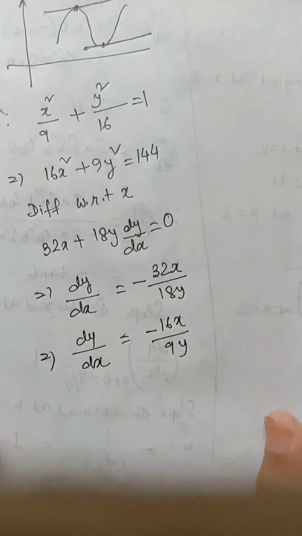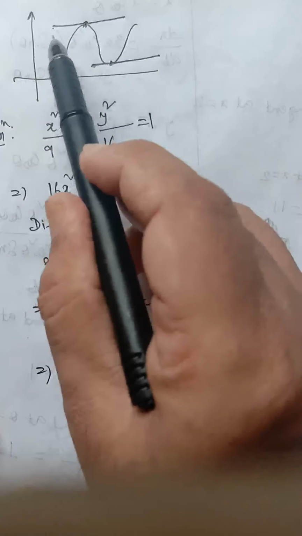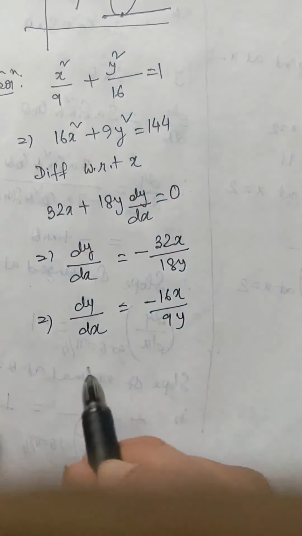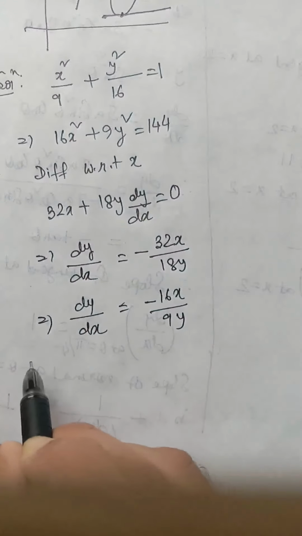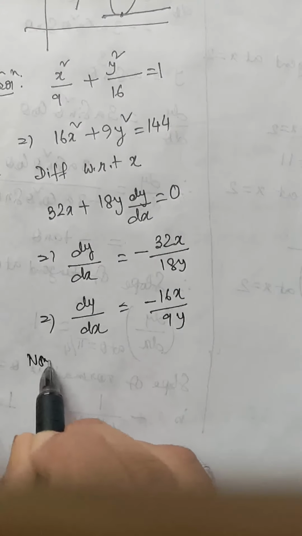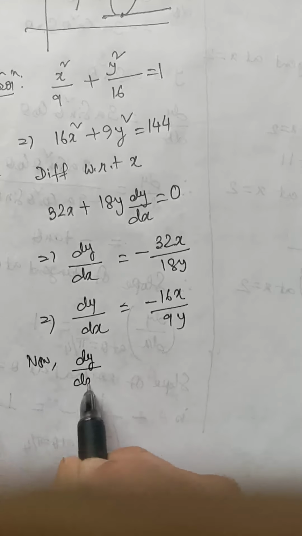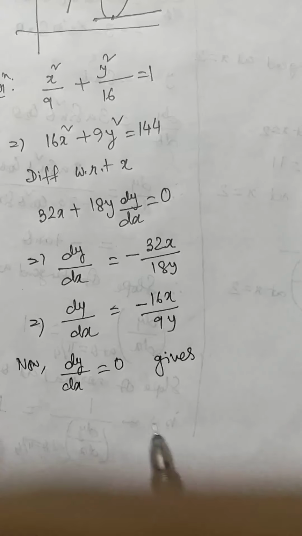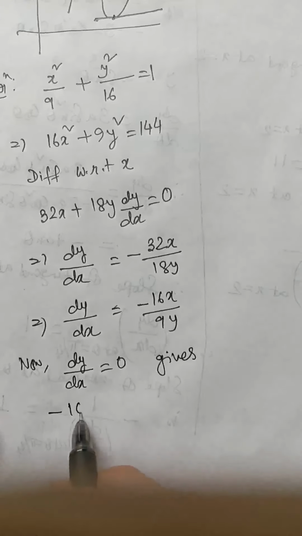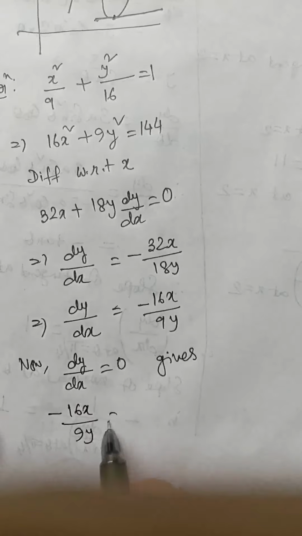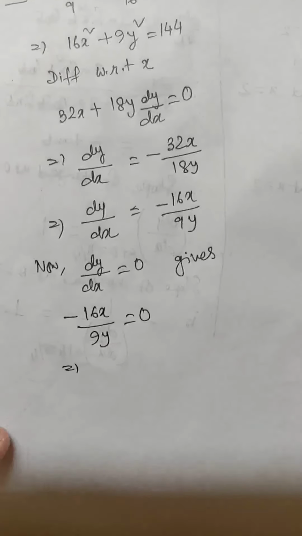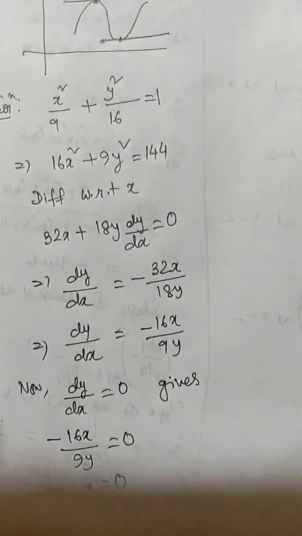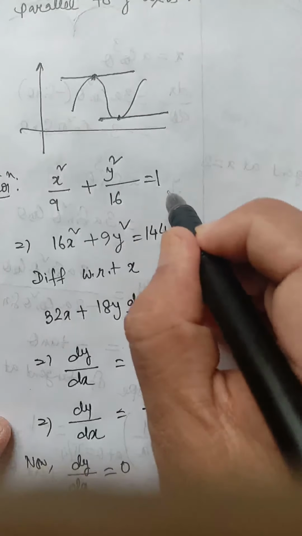Now we know at the point where the tangent is parallel to the x-axis, dy by dx equal to 0. So we have to find the points where dy by dx equal to 0. So we will write it this way. dy by dx equal to 0 gives minus 16x by 9y equal to 0, and from this we will get x equal to 0.